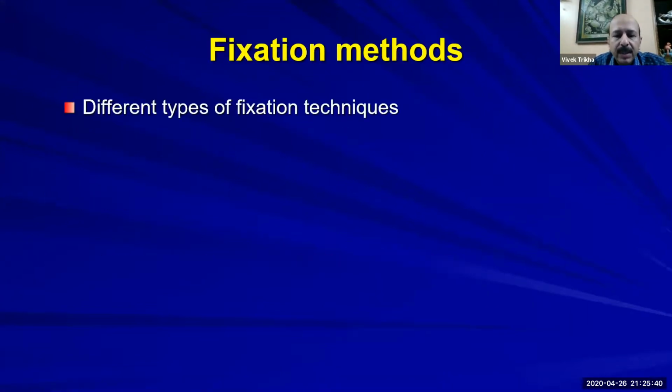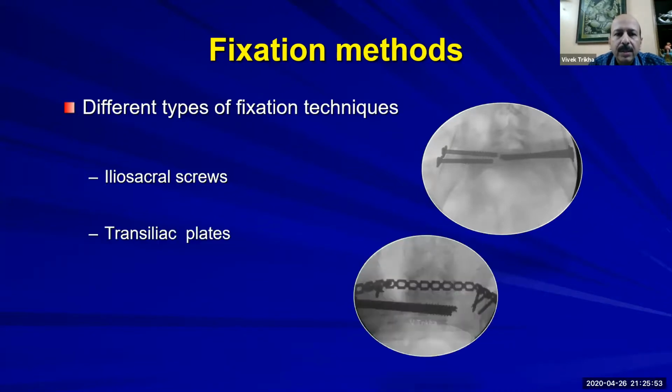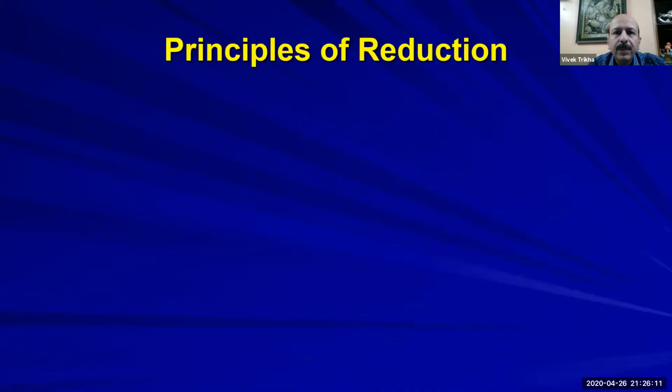The fixation methods are similar to what we've been looking at for the anterior SI joints and the posterior injuries. The two major ones, or three methods, are iliosacral screws, which are used for fixation. You use transiliac plating for such fractures also, for sacral fractures. Or you can use sacral plates, which Professor Kong uses many a time. And also, if there is a spinal element involved, then you do spinal instrumentation.